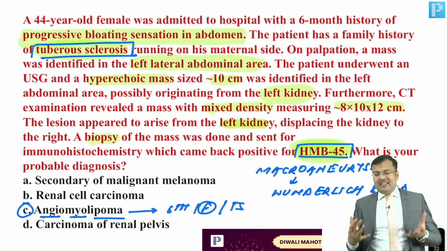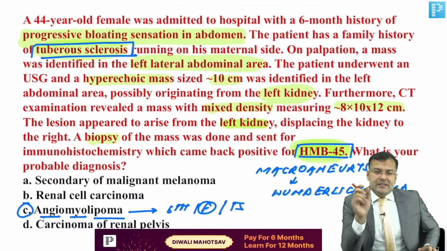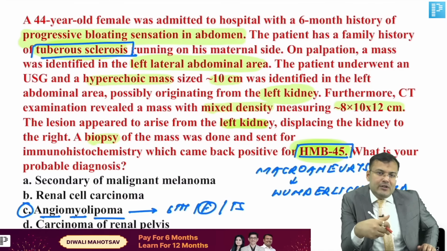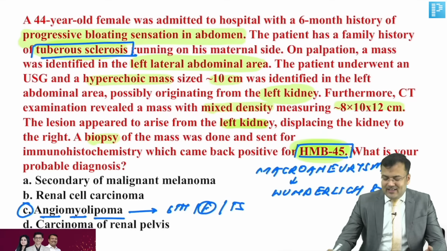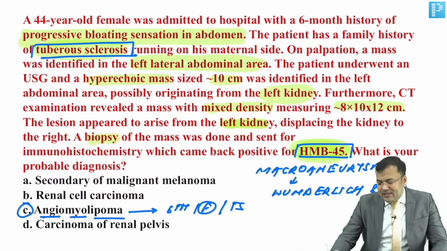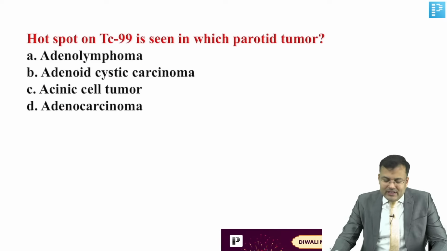If you see the CT, you are going to see the presence of fat, which has minus 20 Hounsfield units. Relatively it is black on the CT. So, it is a benign tumor. Option C is correct. Now, see this one, very easy.